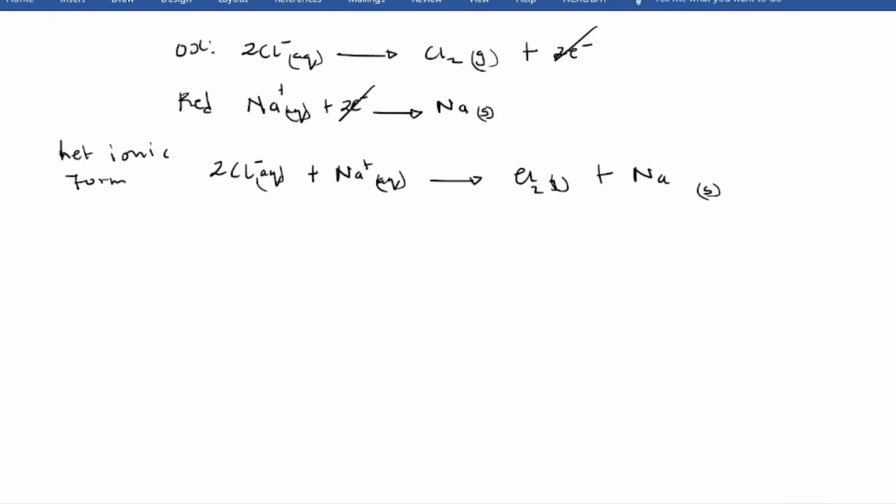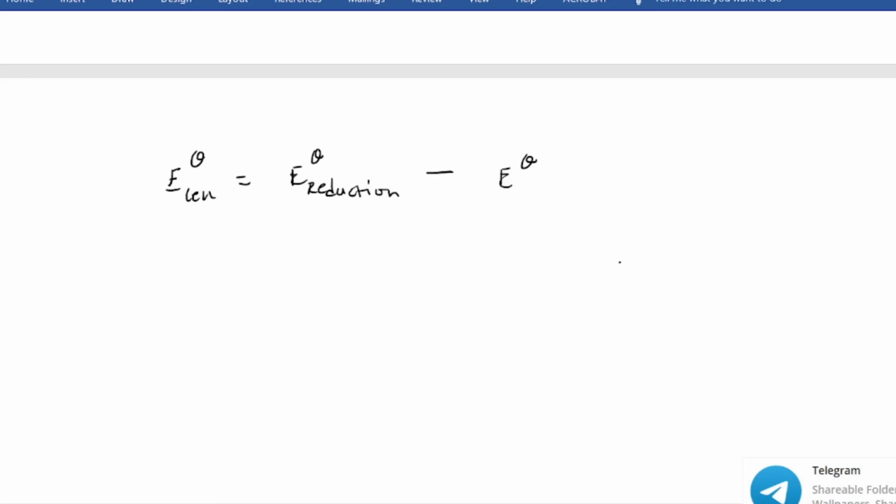And then from there we can go to our E cell potential. How to calculate our E cell potential? Very, very easy. Now let's calculate our E cell potential. Our E naught cell is equal to E naught reduction minus E naught oxidation.